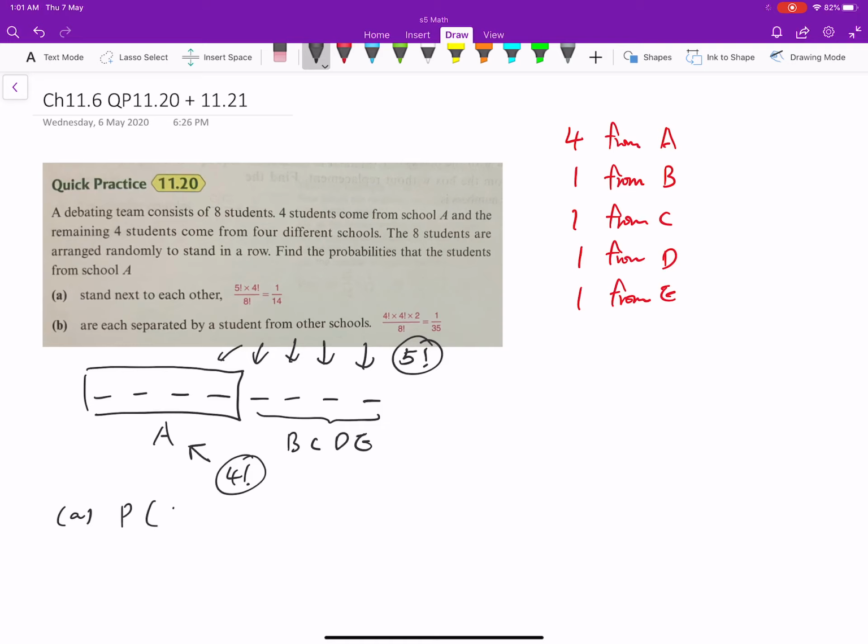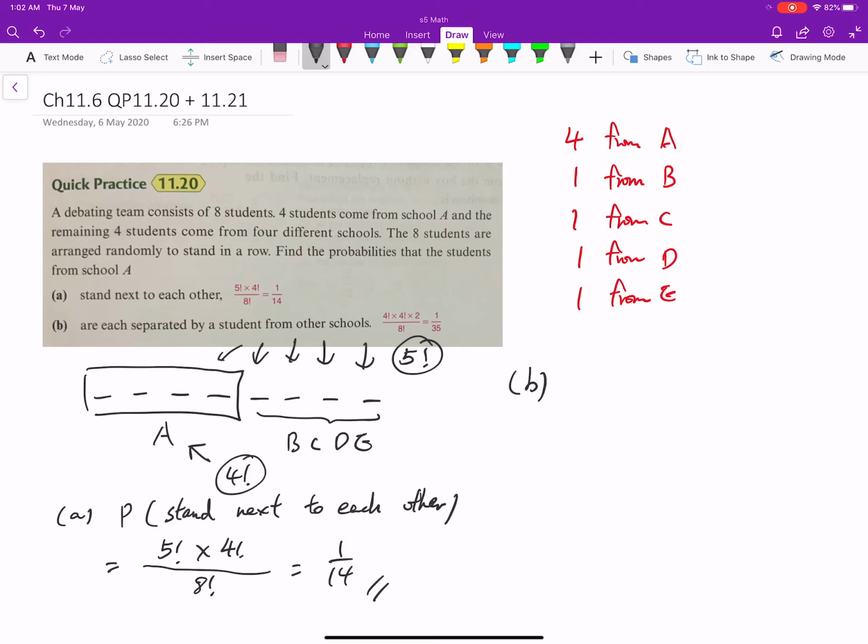So we stand next to each other. It will be 5 factorial times 4 factorial, and then total 8 students you arrange in a row, so 8 factorial, and then we get the answer 1/14. Okay, and then I'll go to part B. Actually, this is A. So part B, they are separate by 1 student from other school.